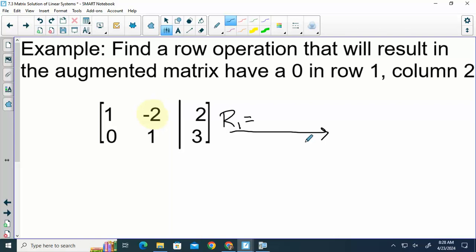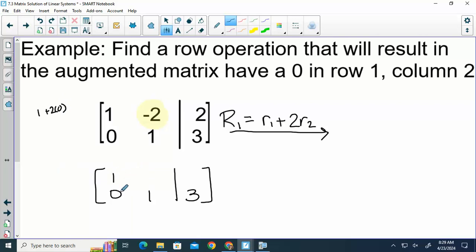So let's start with row 1. I'm on row 1. It's a positive 2, so I'll have to add something. What would I have to add? 2 times row 2. Let's see if that works. Row 1 changes, row 2 does not, so we leave row 2. You have to do this to every number in row 1. So row 1 plus 2 times row 2. So this is like 1 plus 2 times 0.